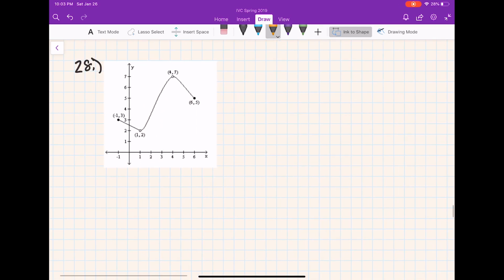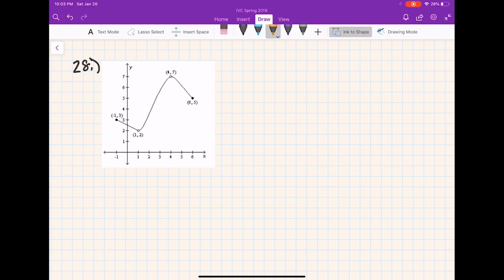Okay, number 28. Well, our minimum and maximums, we see these little open dots again. So there's a little gap in our line technically at those points. So our min and our max are none because both of those points are undefined. So none, none, or undefined, undefined.